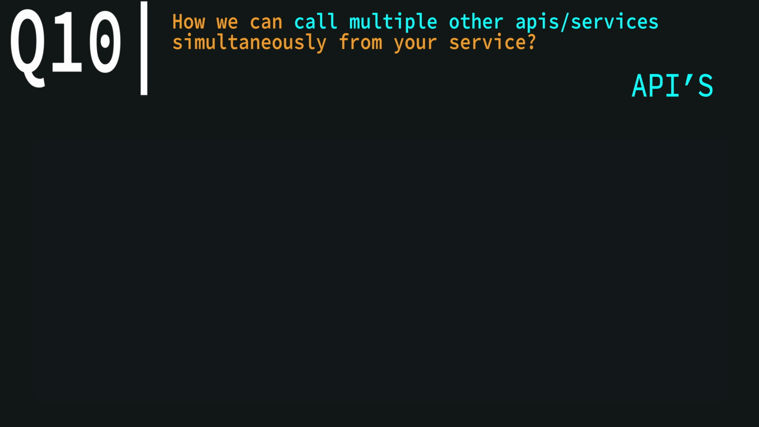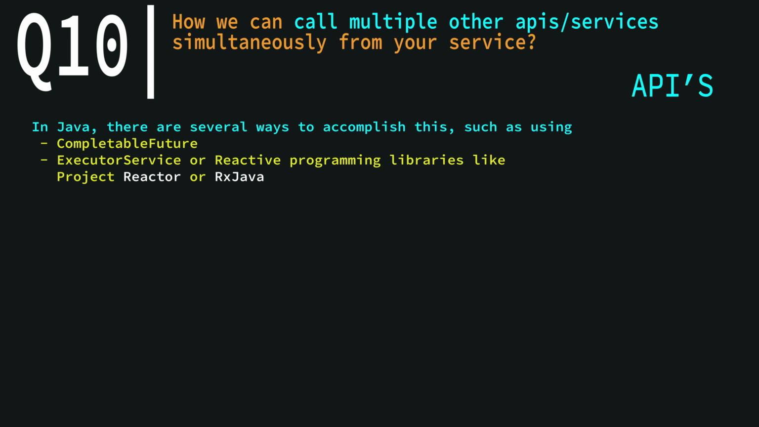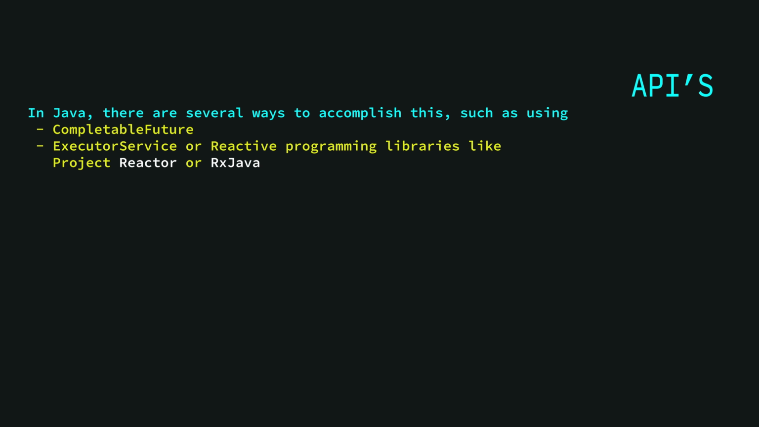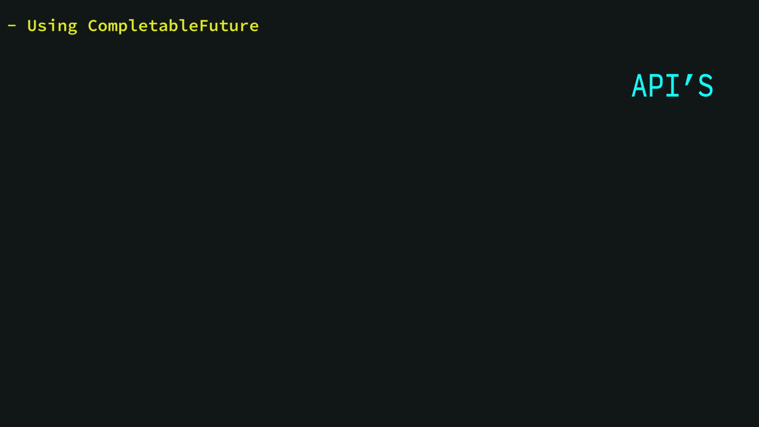To achieve this in Java, we have two ways. We can use the CompletableFuture class provided by Java, and the second way is we can use reactive programming libraries like Project Reactor or RxJava. So let's go through the first example, that is CompletableFuture provided by Java.